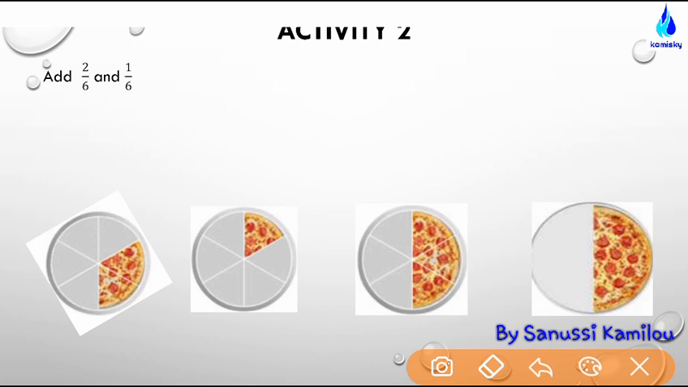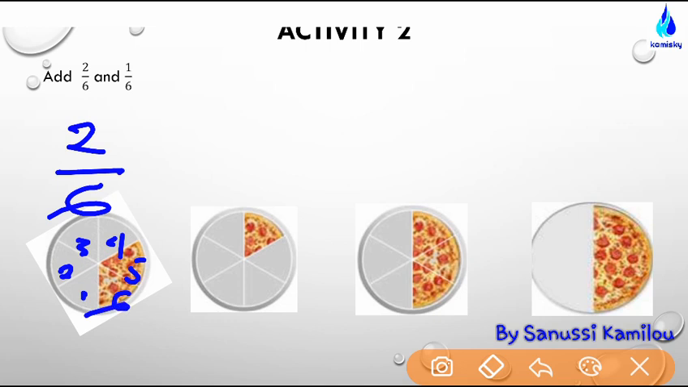Step number 1, make sure the bottom numbers are the same. And obviously in our question here, they are already the same. You don't need to change them. Okay, so I am going to represent the 2 out of 6 with a fraction that you are seeing there. That is 2 out of 6. 1, 2, 3, 4, 5, 6. And we have taken 1, 2. Are you okay? 2 out of 6.